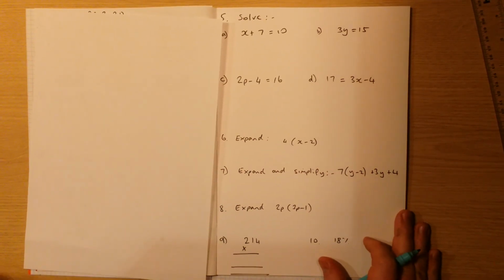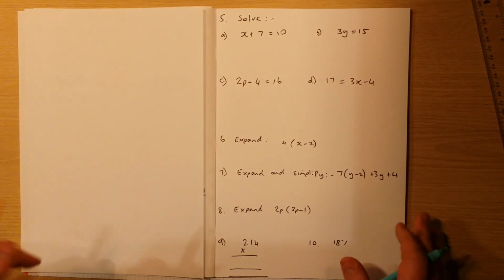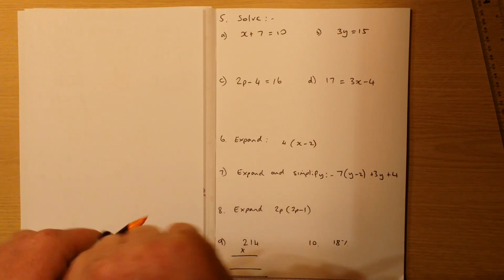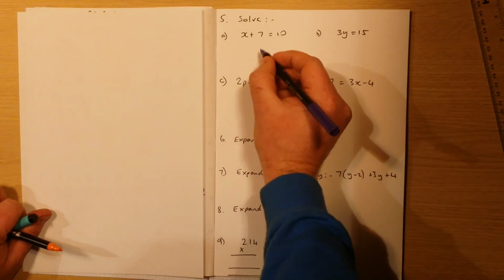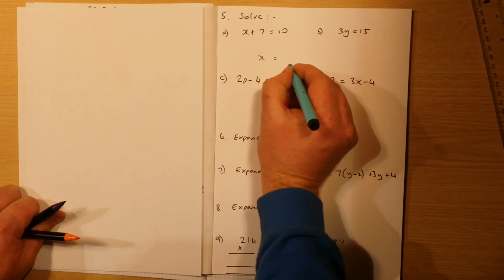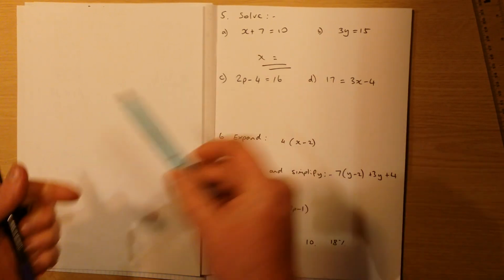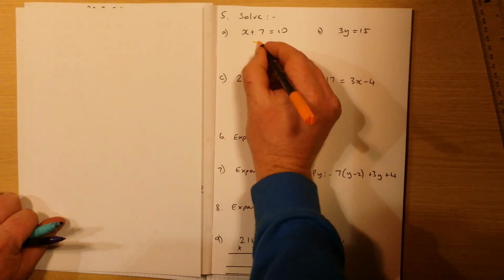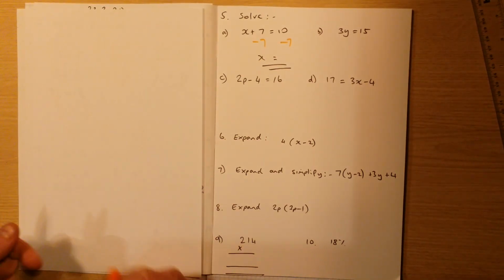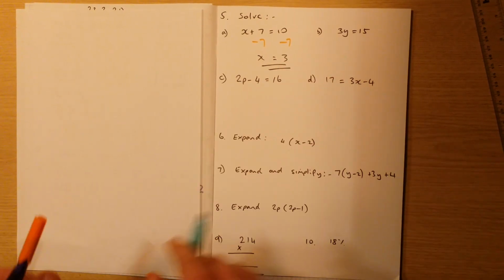Question number 5 was solving equations. Now when I have to solve, I have to find out what x is. So the first thing I have to do is I want to end up with x on the left hand side, and I want to end up with a value on the right hand side. So the thing that's stopping me having that is this 7, so I need to take away 7 from this side, and I also need to take away 7 from that side. When I do that, I end up with x equals 3.